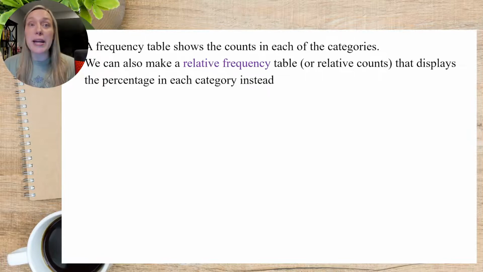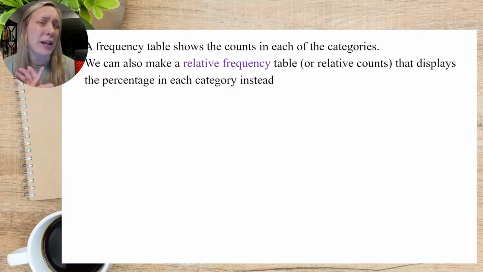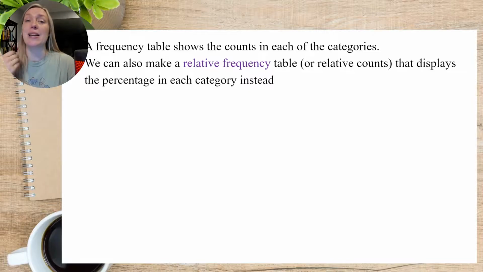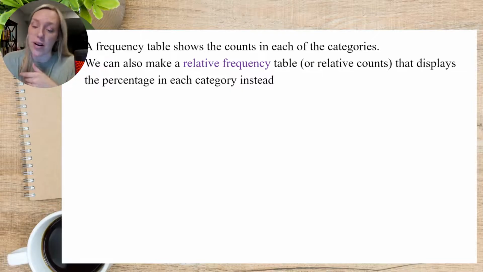What we can also make is a different type of table called a relative frequency table, or sometimes it's referred to as relative counts as well. So we just saw a frequency table. Relative frequency displays the percentage in each category instead of just the counts. So frequency displays the counts. Relative frequency displays the percentages. So a percentage would be like, relative to the rest of the categories, what percent fall into this category, okay?